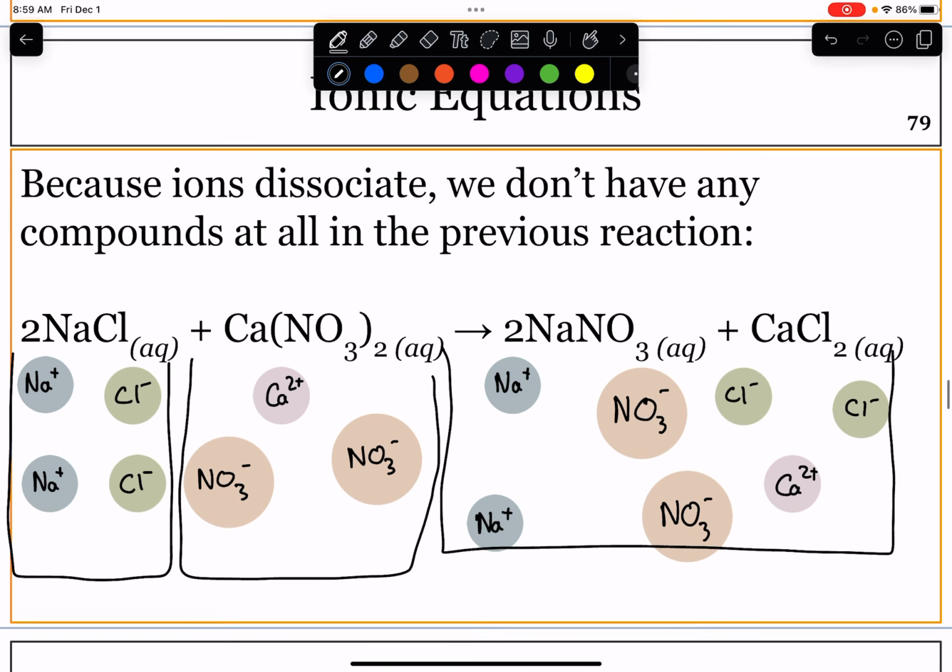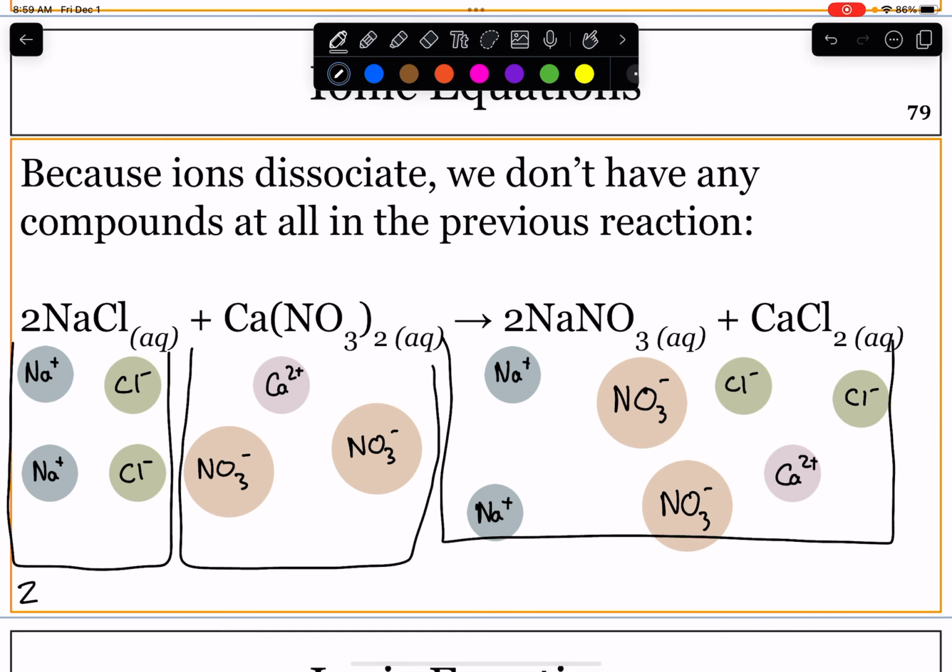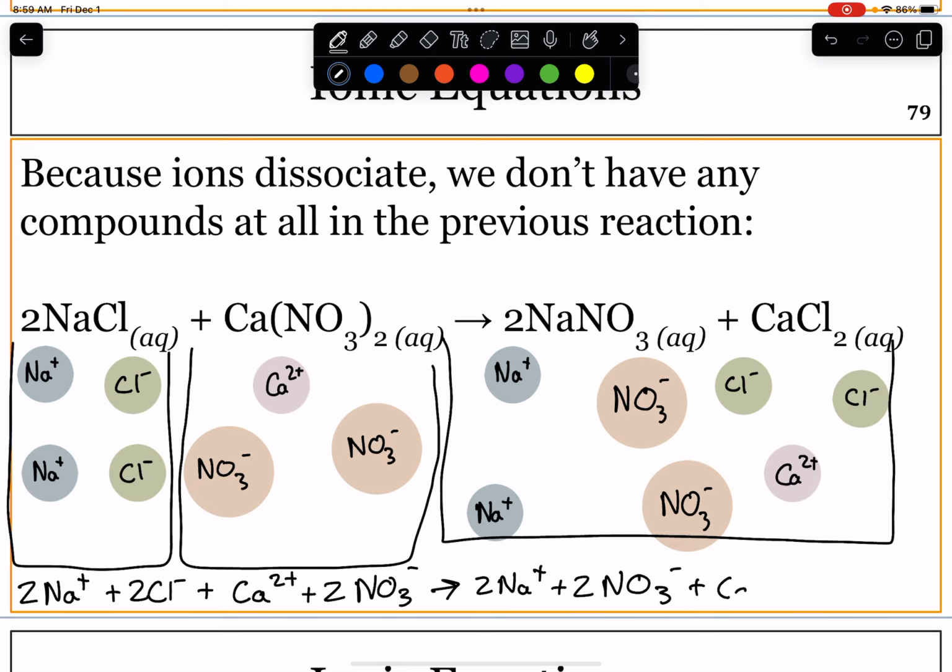So let's look at this. We have 2 sodium ions and 2 chloride ions. We also have 1 calcium ion and 2 nitrate ions. On the product side, we still have 2 sodium ions and 2 nitrate ions. We have our 1 calcium ion, and we have our 2 chloride ions.